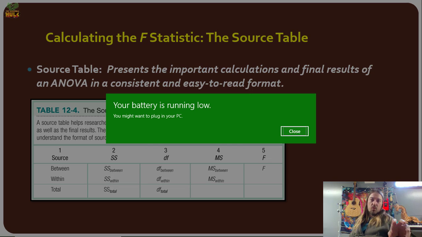So in the case where we have a mean square between there on top, we have to take the sum of squares. Excuse me, my battery's getting low here.